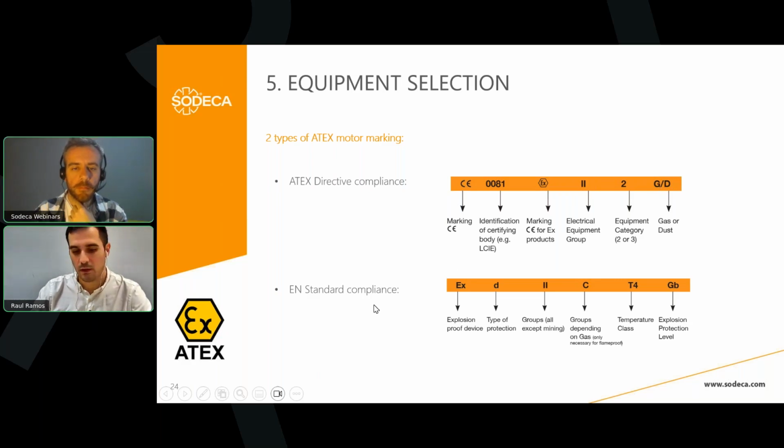In the case of an EN marking, we have the explosion-proof device with the letters Ex, the type of protection we saw in the slide before, the group of explosion, which is 1, 2, or 3, 1 for mines, 2 for gases, and 3 for dust. Then the group A, B, or C. Then the temperature class from T1 to T6, and the explosion protection level will be the letter G or D, depending if it's for gas or for dust, and there's A, B, or C. We are in a category 2 equipment. We'll show this equipment with a letter B, meaning that it's a highly protected equipment.